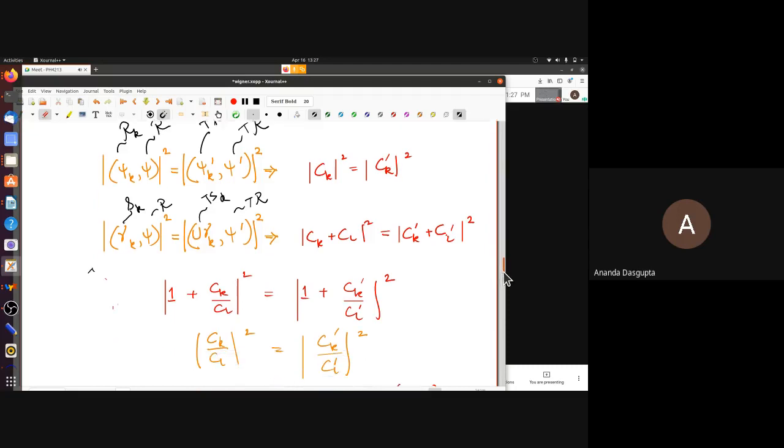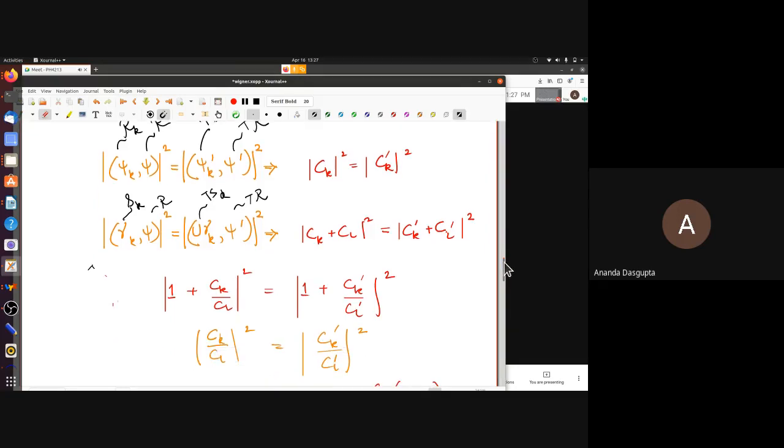So basically you have this equation between a bunch of complex numbers. The coefficient Ck must have the same length as the coefficient Ck prime. And Ck plus Cl has to have exactly the same length as Ck prime plus Cl prime. So that's the condition. Now what does this tell you?